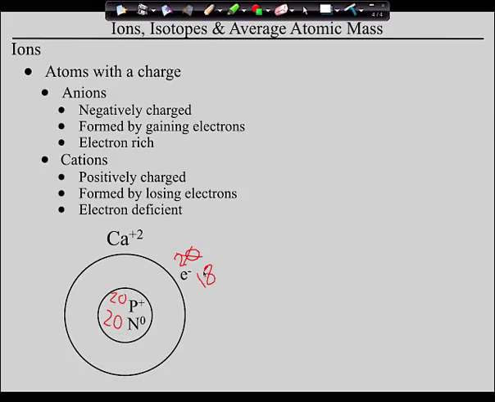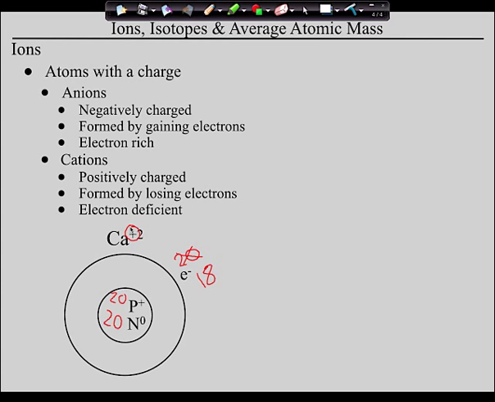Now guys, you see the mistake that you're going to make, right? You're going to see this plus sign and you're going to think, oh, that means add electrons. It's the opposite. Because electrons are negative, to give it a positive charge, you take them away, so that would be 18. All right?